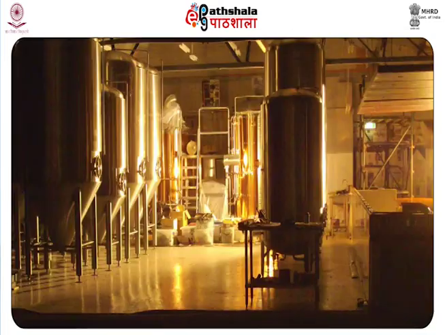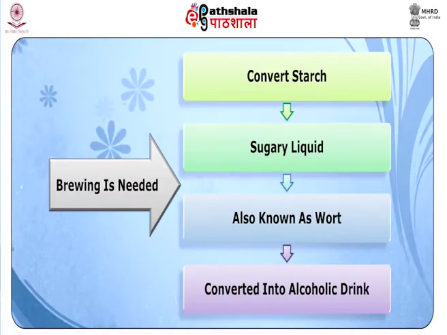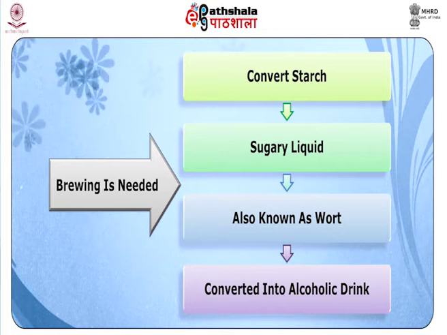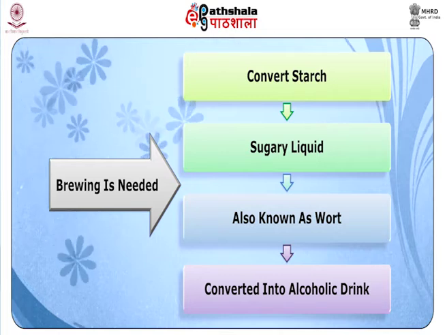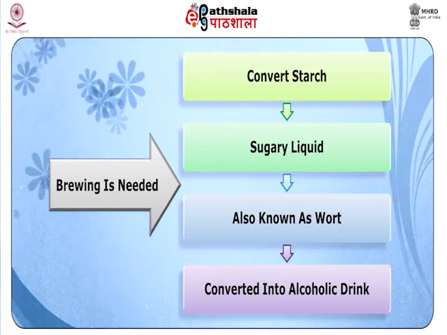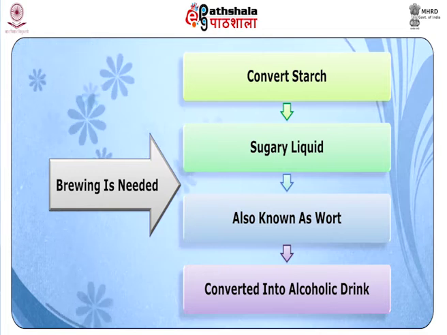Next, brewing. The process of making beer is known as brewing. A brewery is a place particularly used for the manufacture of beer. Nevertheless, it can also be prepared at home. Brewing is needed so as to convert the starch into a sugary liquid, also known as wort, which is then finally converted into the alcoholic drink, beer, by fermentation catalyzed by yeast.